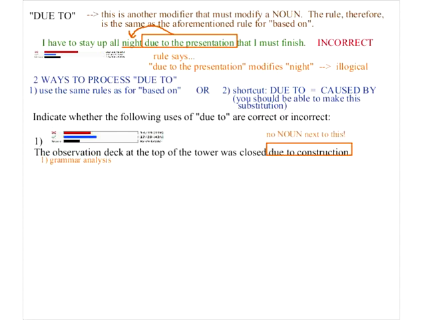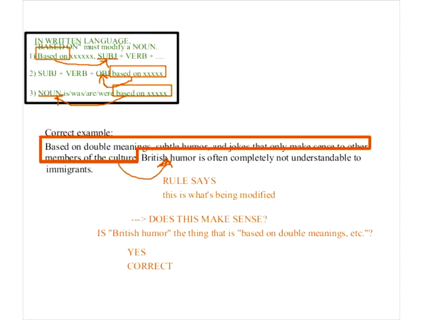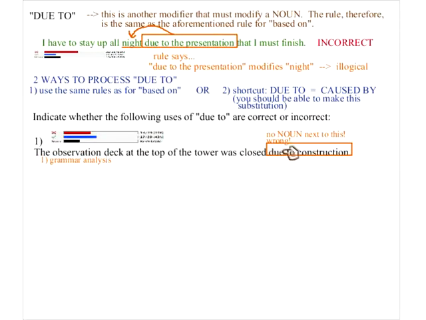It's wrong. Remember, in this construction, this is like a number 2 construction, because this is not an initial modifier, and it's not was or is or are or were based on due to. If it's anything else, it has to sit right next to a noun. So you can't say closed due to construction. This is automatically wrong. So that doesn't work.